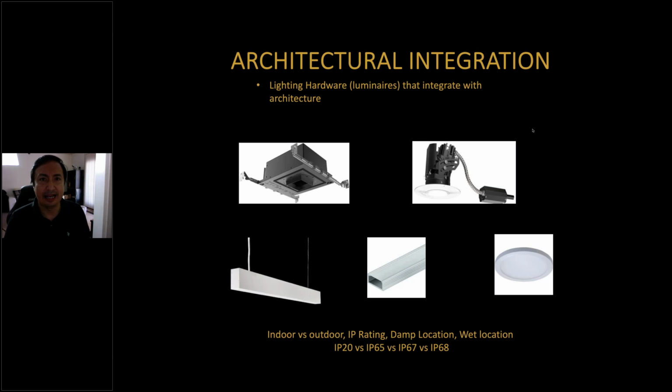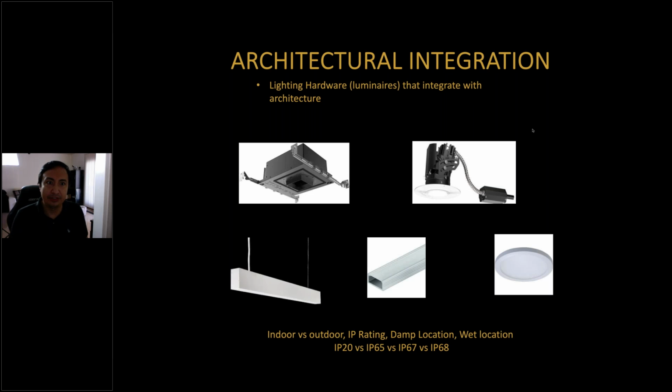IP65 is basically a light that can be in a damp location where maybe there's a little bit of a spray of water that may be put towards the light or something like that. IP67 is for certain applications where you may need the light to be submerged at times, let's say the side of a pool or something like that. And then IP68 is for lights that need to be permanently submerged, like in outdoor water features, pool decks and things along those lines, fountains, for instance, and so on.